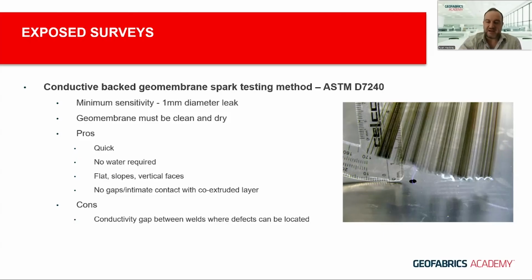So if there's a defect through the membrane, the electricity will pass through the hole and connect to that conductive underside of the membrane and enable leak detection. So it's a dry method, as I mentioned. It can detect small leaks. The membrane must be clean and dry in order to perform this method.